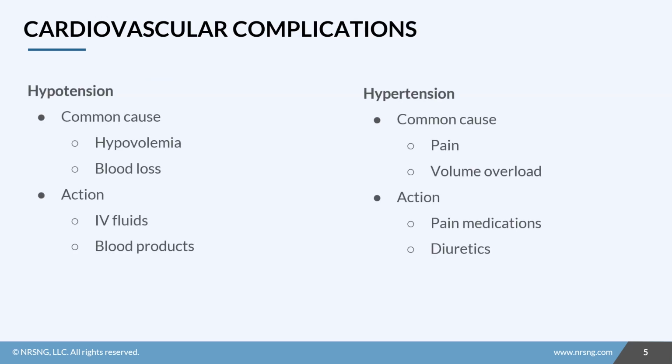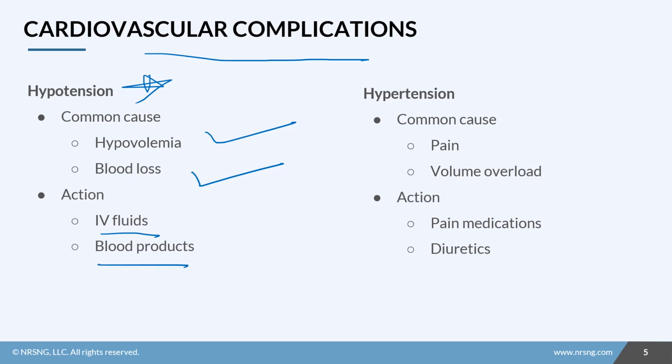Okay, so post-operative complications can also include cardiovascular issues. Hypotension is one of these complications, and it's typically due to hypovolemia or blood loss because of the surgery. Common actions are to replace IV fluids or even give the patient blood products if necessary. Hypertension is another issue that occurs, typically caused by pain or even volume overload. Now, guys, pay special attention to if this patient had hypertension pre-operatively, because this might be why this issue is occurring. If hypertension is due to pain or volume overload, you may give the patient pain meds or even diuretics.